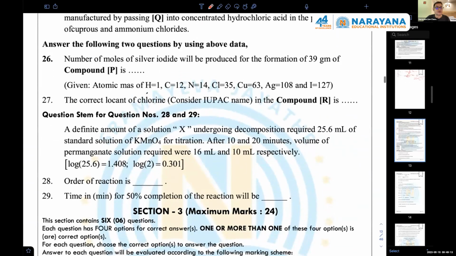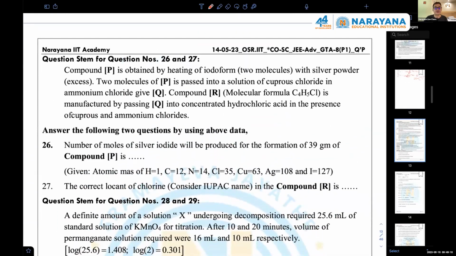Okay, this is question number 26, 27. You want discussion? This is question number 26 and 27. I will wait. Once you respond, then only I'll discuss. 26, 27. The question is very much easy. If you have any doubt, you can discuss with me. Okay.